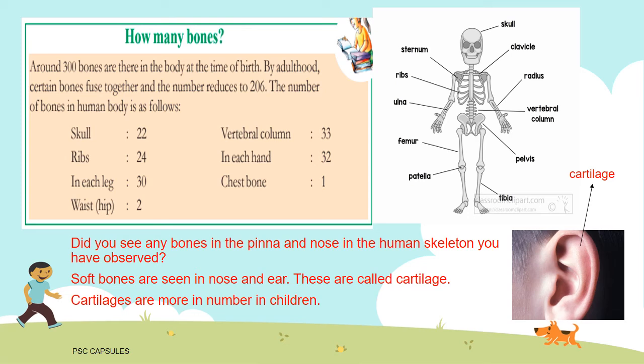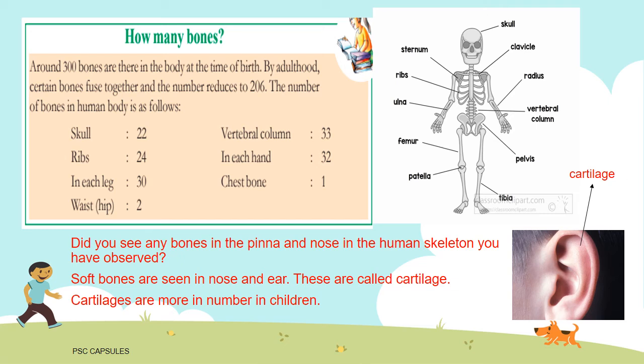Skull 22, ribs 24, in each leg 30, waist or hip 2, vertebral column 33, in each hand 32, chest bone 1. So a total of 206 bones are present in our body.